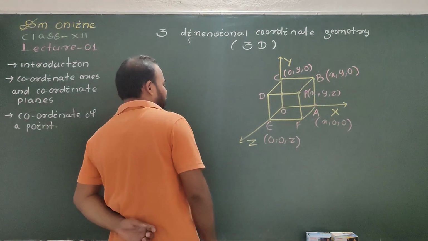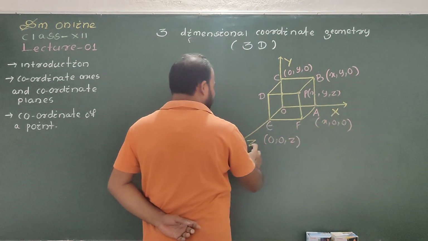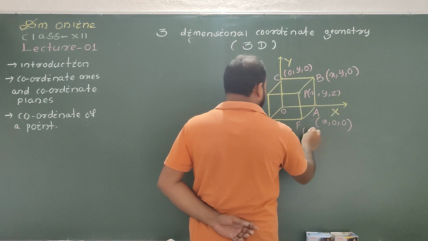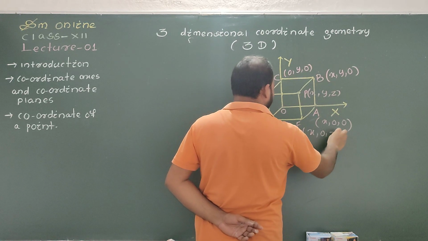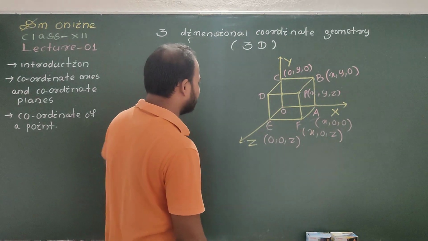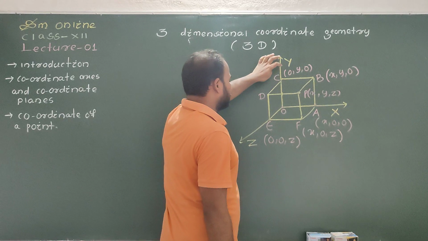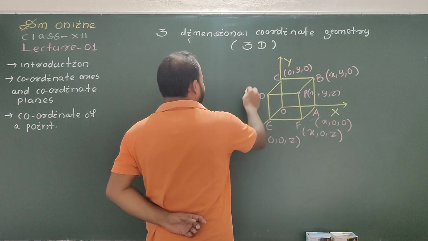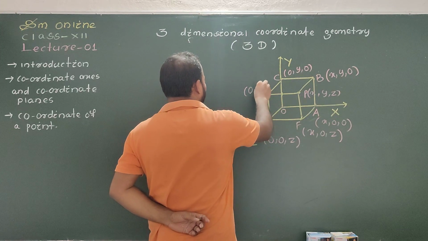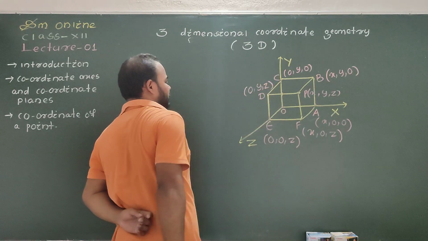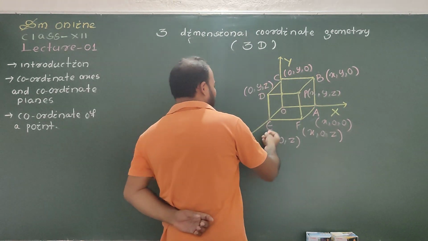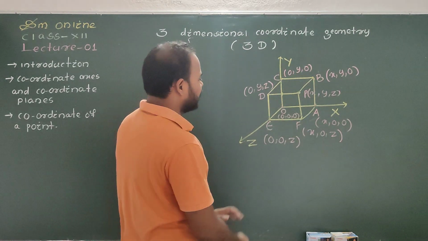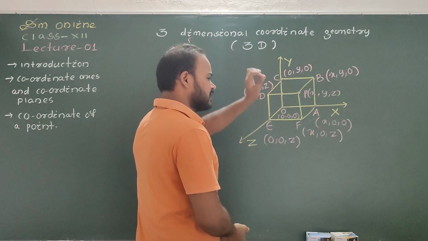Okay, now the point F is on xz plane, so its y coordinate is 0, so this coordinate is given by x, 0 and z. Okay, and D is on yz plane. Okay, so its coordinate is given by what? 0, y, z. Okay, and the coordinate of origin is 0, 0, 0. Okay, now here the point P is on space.